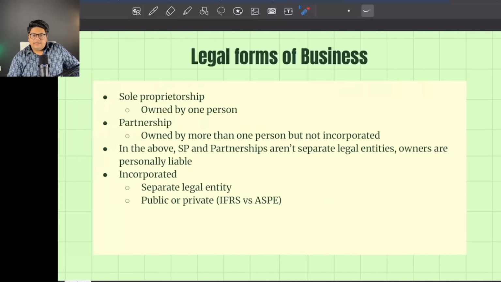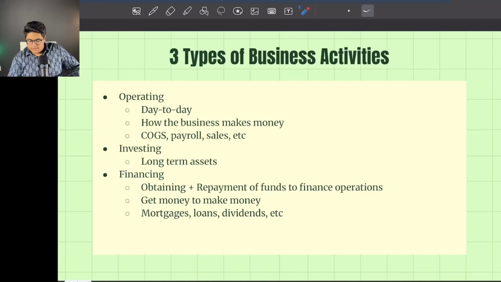ASPE and IFRS will come up pretty frequently throughout the course, so just keep that on the back burner of your mind. But when it comes up again, just remember ASPE is private, IFRS is public companies.